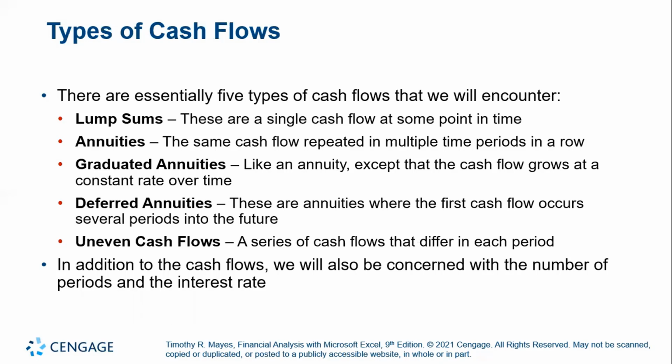Types of cash flows. There are essentially 5 types of cash flows that we will encounter. Lump sum. These are a single cash flow at some point in time. Annuity. The same cash flow repeated in multiple time periods in a row. Graduated annuities. Like an annuity, except that the cash flow grows at a constant rate over time. Deferred annuities. These are annuities where the first cash flow occurs several periods into the future. Uneven cash flows are a series of cash flows that differ in each period. In addition to the cash flows, we will also be concerned with the number of periods and the interest rate.